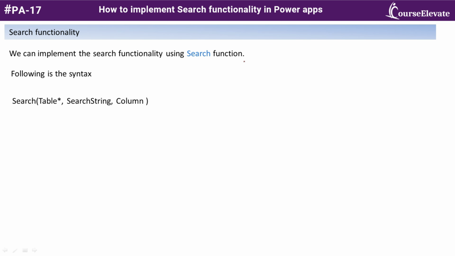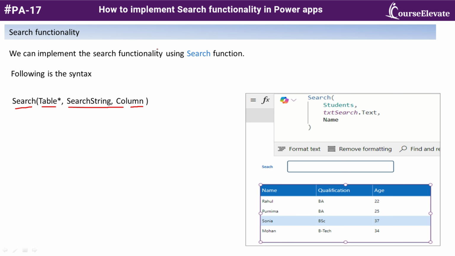So we can implement the search functionality using the Search function. Following is the syntax. Here we have the Search function. Within the Search function, we pass the data source name, then the search string, and the column in which the search needs to be performed. As an example, we have used the Search function here. Students is the data source name. txtSearch.Text is the text box where the user will type in, and Name is the column where the Search function will perform the search operation.